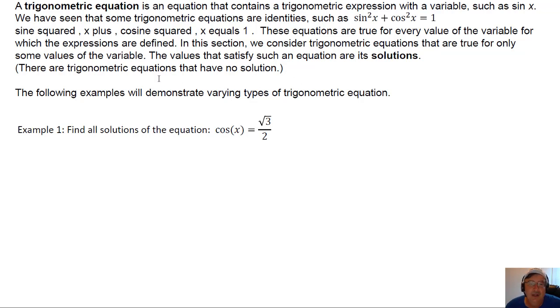Now note that some trigonometric equations will have no solutions, so we're trying to go through a lot of different examples and give you some ideas on how to solve and do these. So let's go ahead and get started.